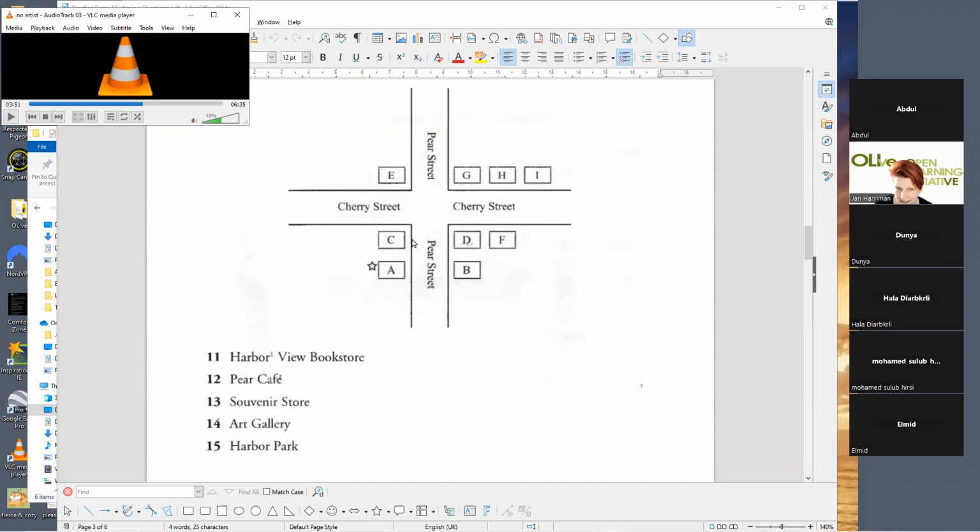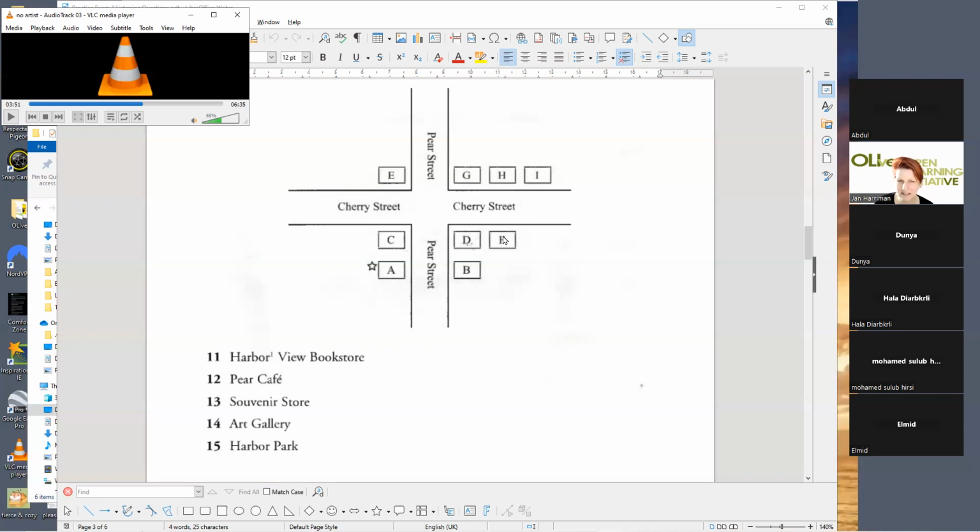Cherry. We crossed, we looked across Cherry Street, but then we crossed Pear Street. Pear Street, yeah. And Pear Street. She talked for a long time about the shop at D, which was closing. Exactly. Yeah. And then we moved on to Souvenirs. Souvenirs. Good job.